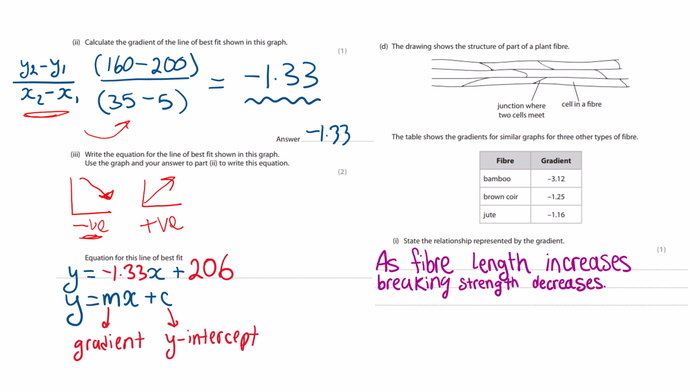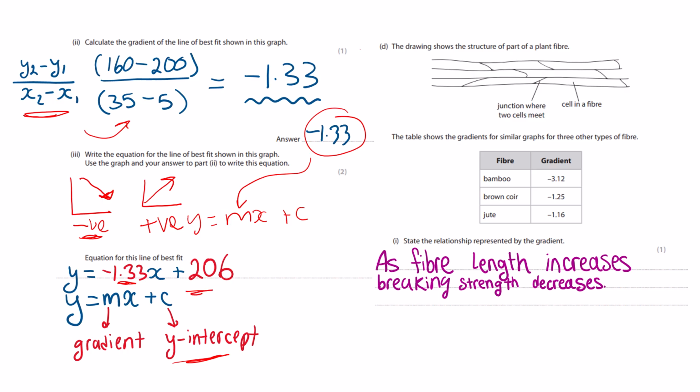Okay, so this is our gradient, and our gradient represents m in y equals mx plus c. This is m, which is over here. And then our c is going to be our y-intercept, which I told you how to get in the previous slide, which is going to be 206.